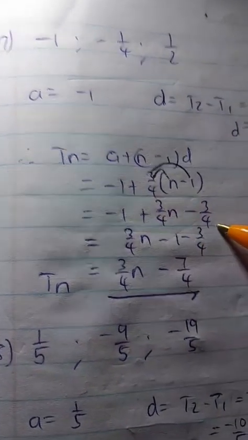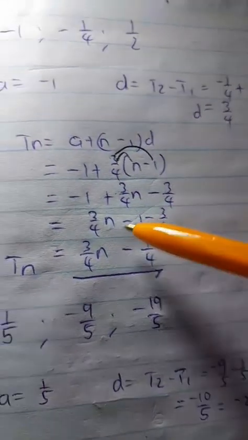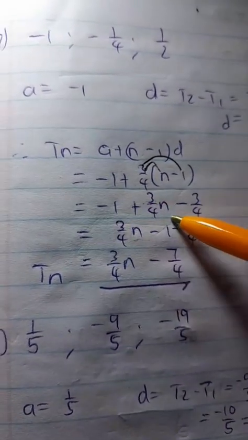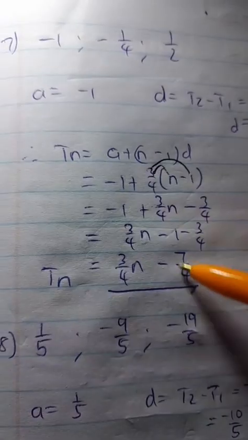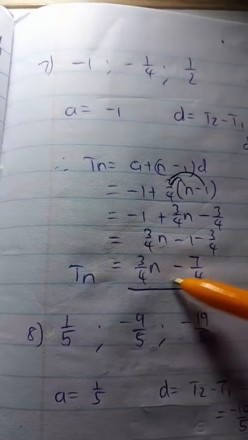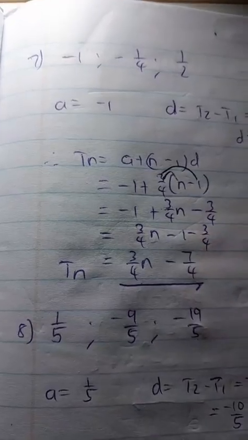Then you add your like terms. Alright. So you have 3 over 4n minus 1 minus 3 over 4. You take your calculator, you punch this in, you get negative 7 over 4. So Tn is equal to 3 over 4n minus 7 over 4. Okay.